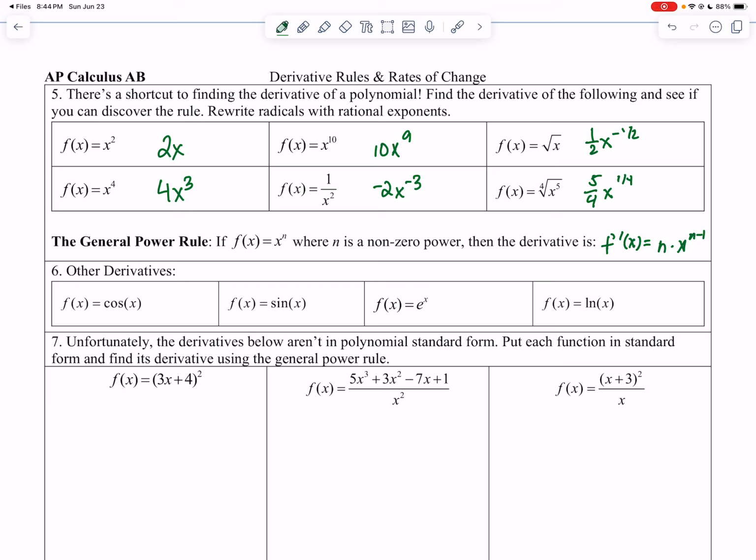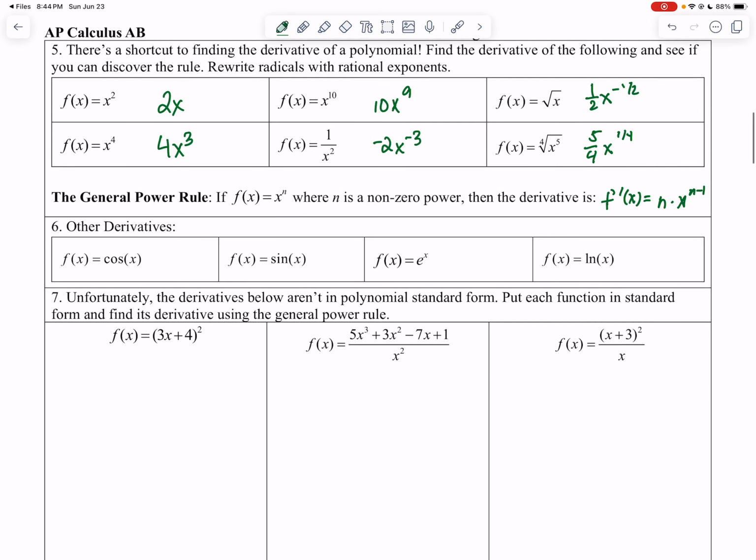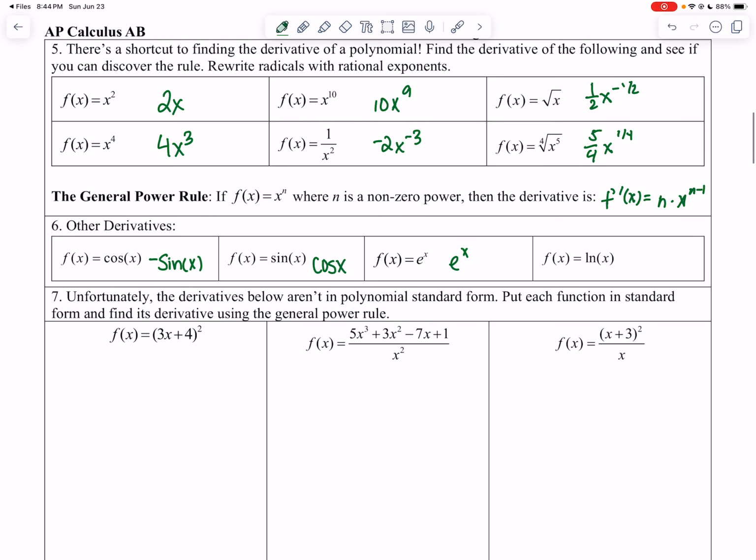There are a couple more derivatives you'll need to know. We've already discussed cosine and sine based off of our sketching lesson. So I know that the derivative of cosine is negative sine, and I know that the derivative of sine is cosine. The derivative of e to the x is just going to be e to the x. That one's special, so it just stays the same. And then the derivative of ln x is going to be 1 over x.